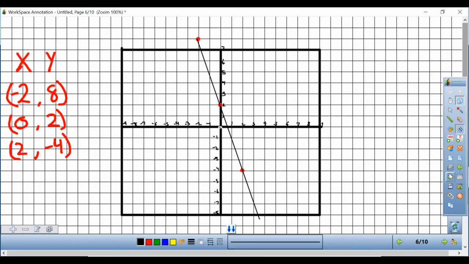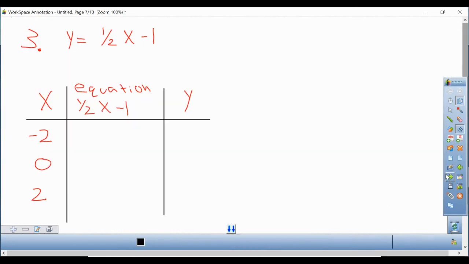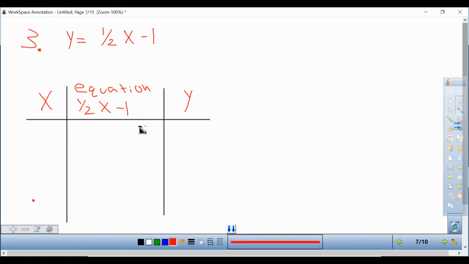Okay. We've got two more to go over. Number three, if you notice now, we have a fraction in front of our variable. So I kept it negative 2, 0, 2. I'll go ahead and erase this. So once again, you'll be given a blank table. X goes on the left. The equation goes in the middle. And Y goes on the right.